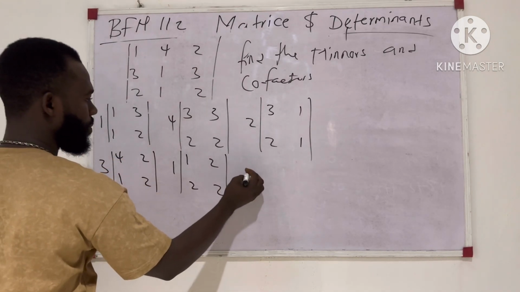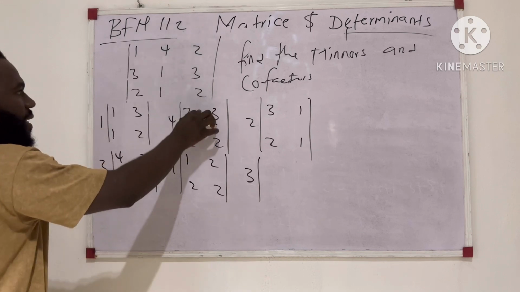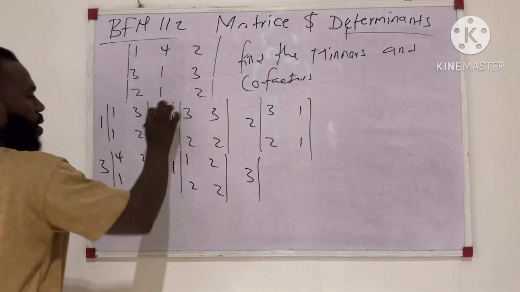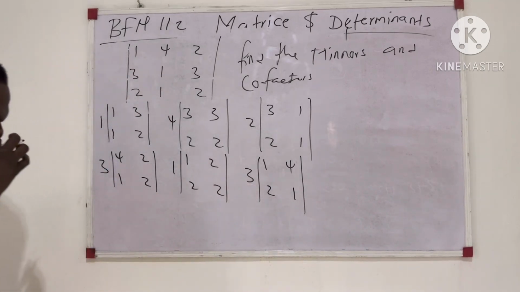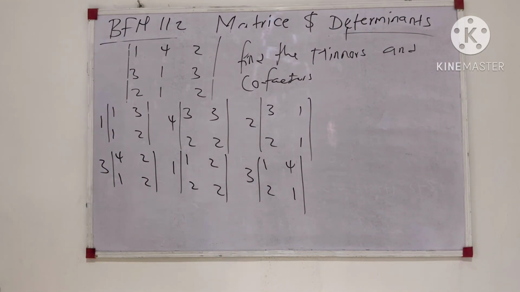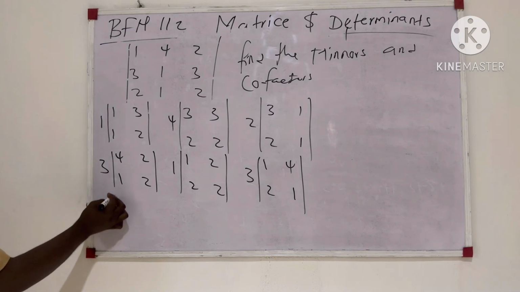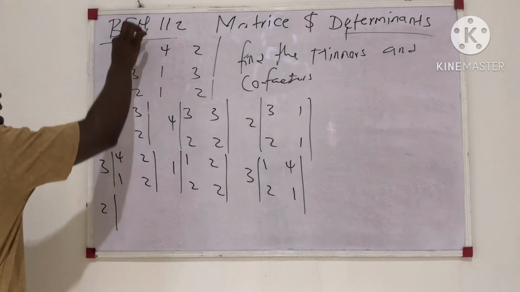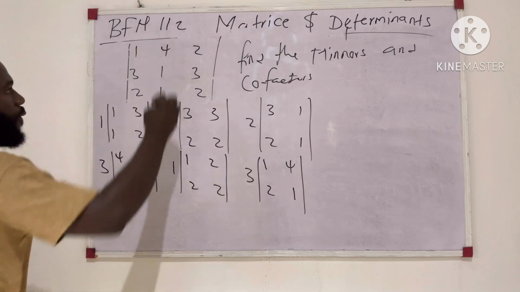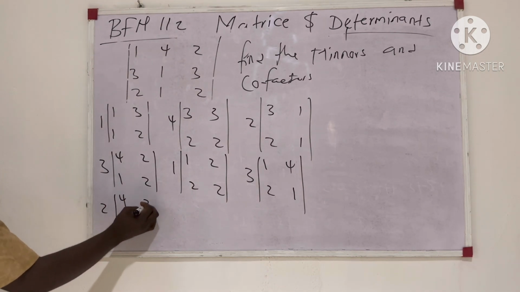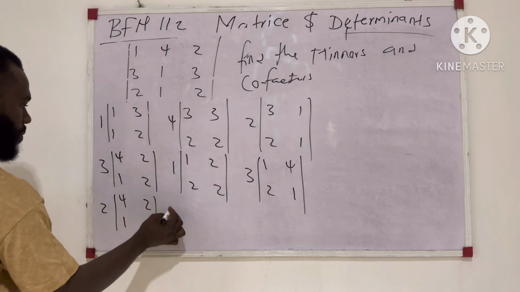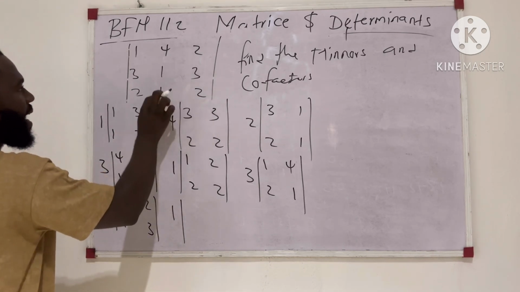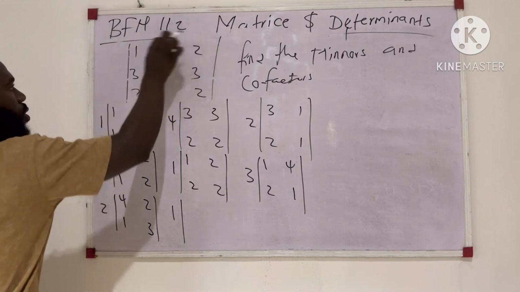Next number becomes 3. If I don't write here and I don't write here, it becomes 1, 4, 2, 1. Good. And lastly, what do we have? 2. If I don't write here and I don't write here, what do I write now? 4, 2, 1, 3. Now I have 1. If I don't write here and I don't write here, what do I write? 1, 2, 3, 3.